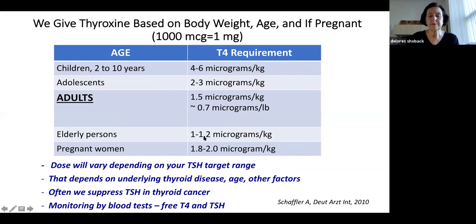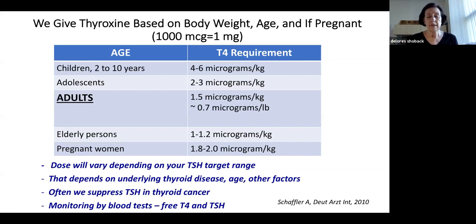When you get older, you often need less. And when you're pregnant, you need more. So there's lots of adjusting here that often needs to be done, depending on age and pregnancy and things like that. And also the thyroid disease that you've had. If you had your entire thyroid removed, you're going to need more than the person who's had a partial thyroidectomy, okay?